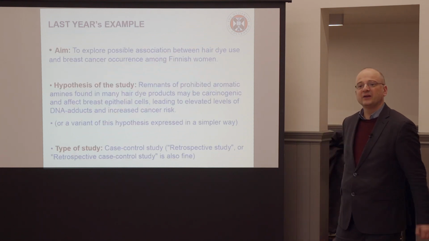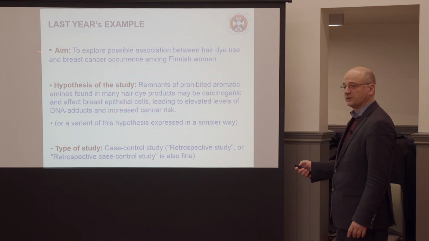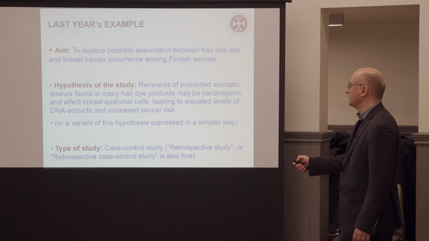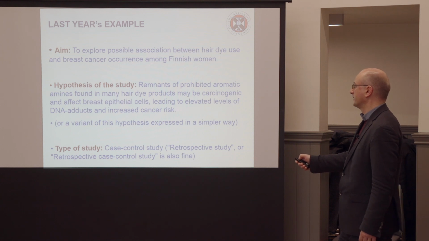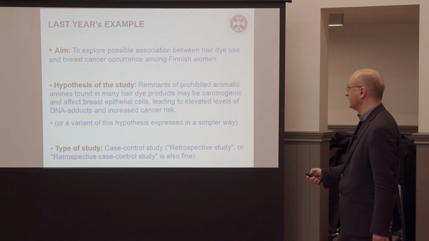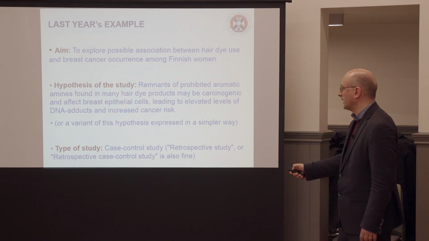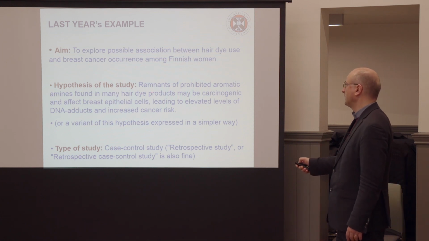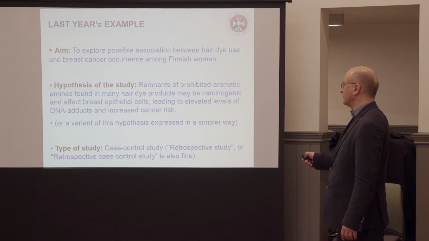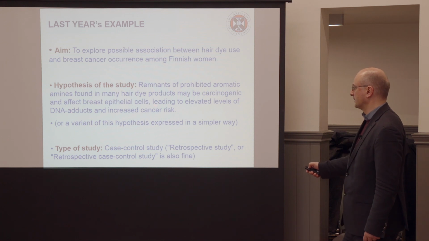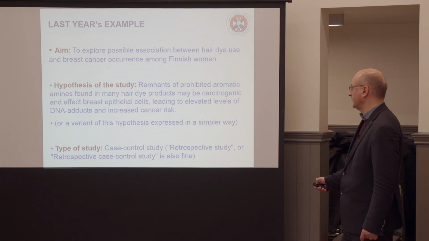So I'll just give you an example from last year of the paper that the students had to assess. The aim of the paper was to explore a possible association between hair dye use and breast cancer occurrence among women in Finland. The hypothesis was that the remnants of prohibited aromatic amines found in many hair dye products may be carcinogenic and affect breast epithelial cells, leading to elevated levels of DNA adducts and increased cancer risk. All right. The type of the study was a case control study.